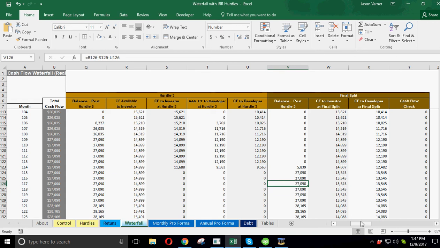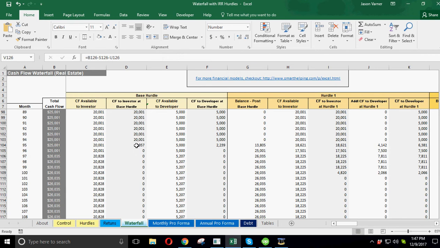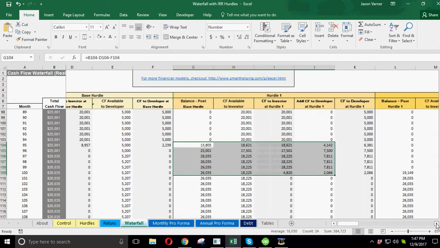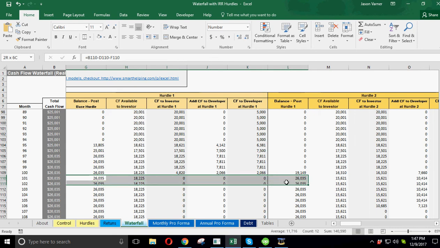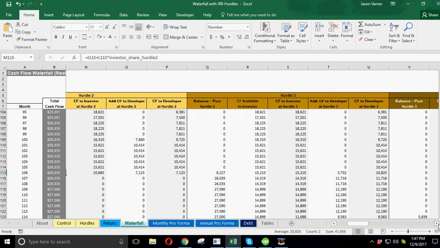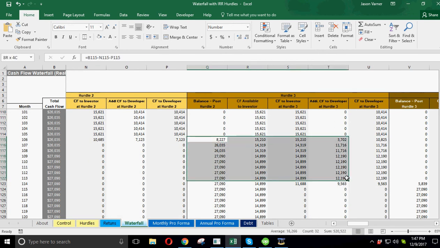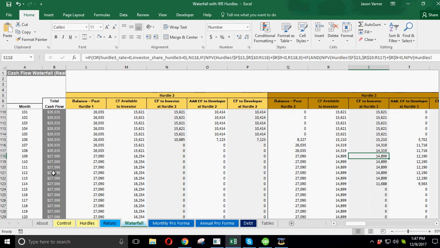So you can see here, easy, simple way to look at it is base hurdle. It's going to be pari passu up to month 95. Any cash flow after month 95 is going to be split based on hurdle 1, up to month 100. Then any cash flow from month 101 down to 106 is going to be split based on this hurdle. And hurdle 3, anything from month 106 to 114 is going to be split by that percentage. And you can see each time the investor's getting less of the initial cash flow here. So hurdle 3, they're getting 14,000.